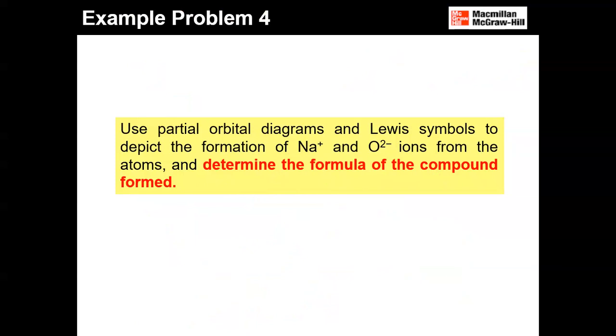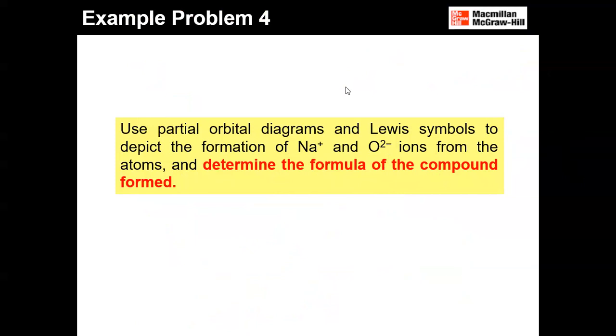So this is the example problem. I want you to use orbital diagrams and Lewis symbols to depict the formation of Na+ and O2- ions from the atoms and determine the formula of the compound formed. Can you do it? And then paste your answer in the Padlet so that we can share together. You can share your answer.